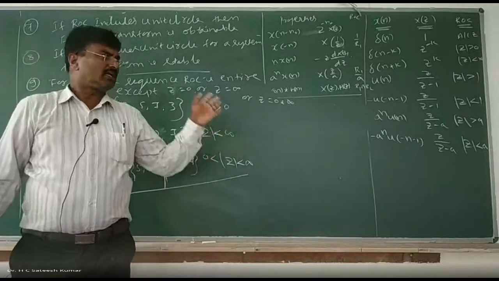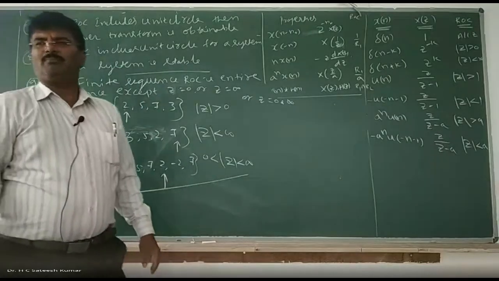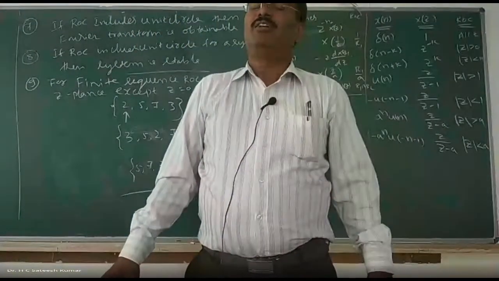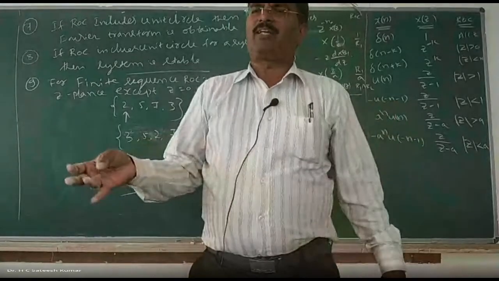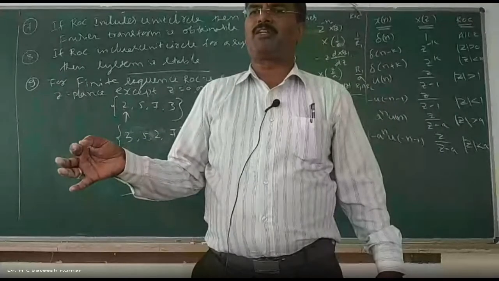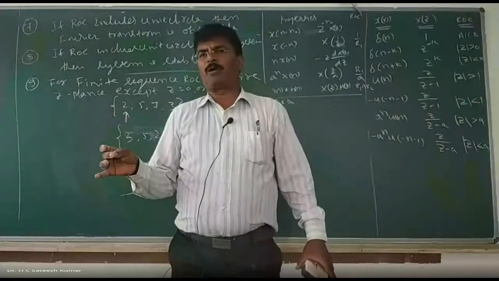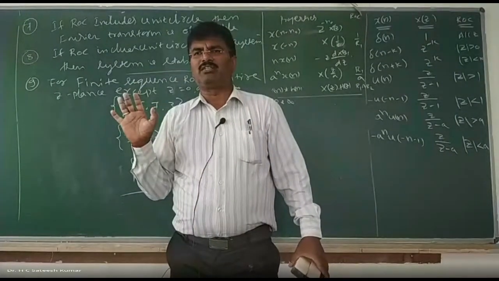Regularly they used to ask the properties of ROC. In one examination, what he did is list the properties of Z transformation. List the properties of Z transformation means you should write: time shift property, linearity property, differential property, time reversal property, convolution property, initial value theorem, final value theorem. 8 properties you should list.